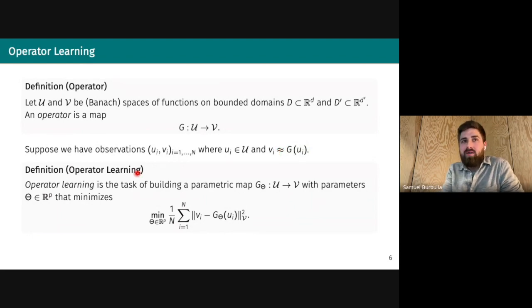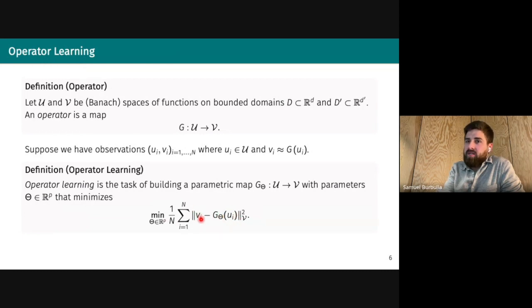And operator learning now is the task of building a parametric map. I call it G theta, which also maps from U to V, with a set of parameters theta, some p-dimensional vector, for instance, like a neural network, that minimizes the following empirical loss. So the minimum over all parameters, then the average over all our samples, all our observations, and then we have the norm of the function v_i minus the mapping of u_i using this parametric map. And note that this is a norm in function spaces.